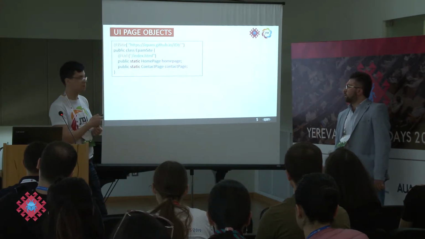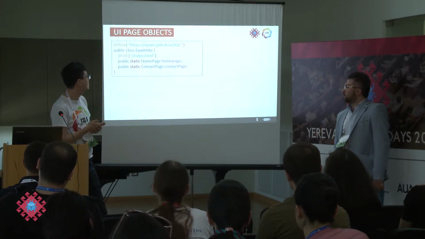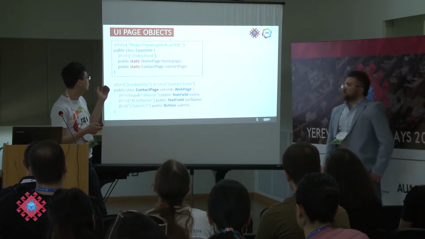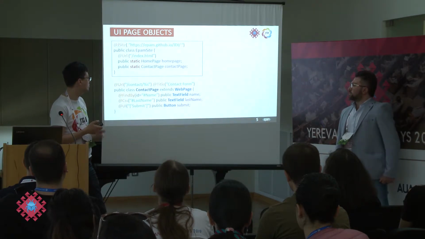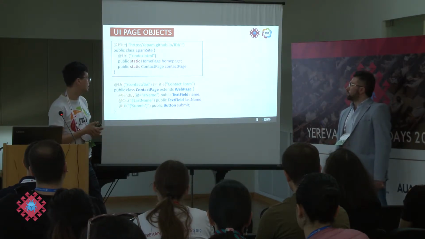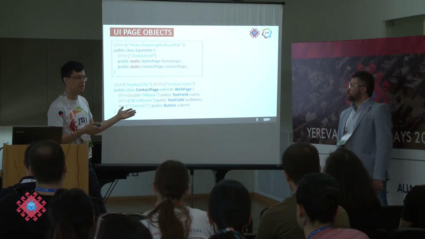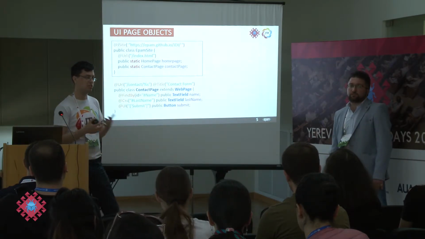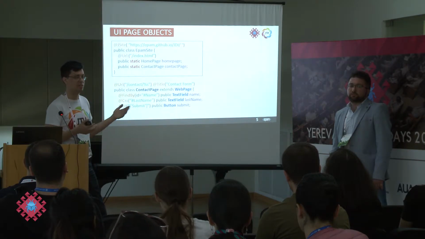How it looks from a code perspective: this is the site entity where you can mention some pages with URL and titles, and each page object can be represented with a list of elements that have some types, for example, text field, button, which is more clear to understand than just web element. You have dozens of web elements.